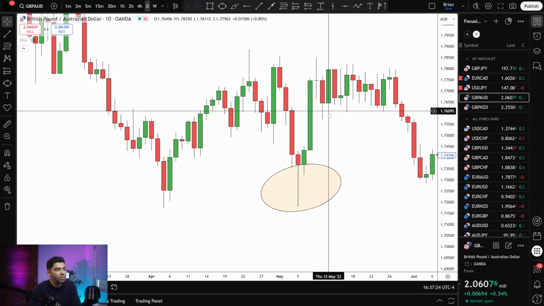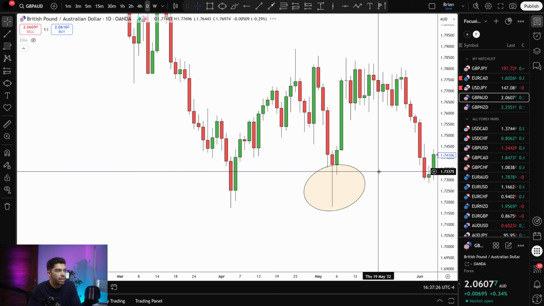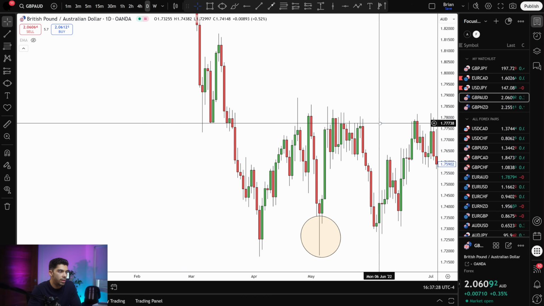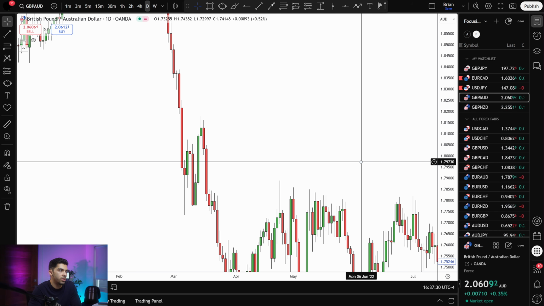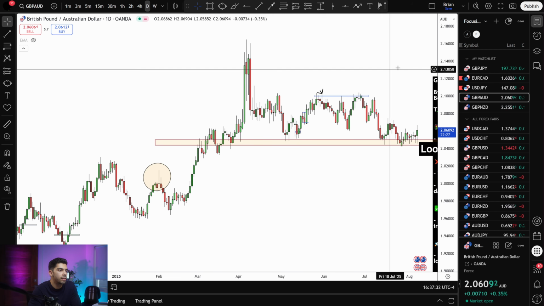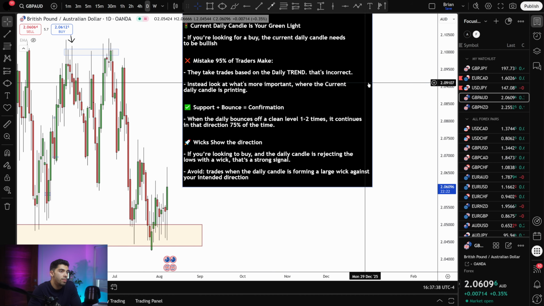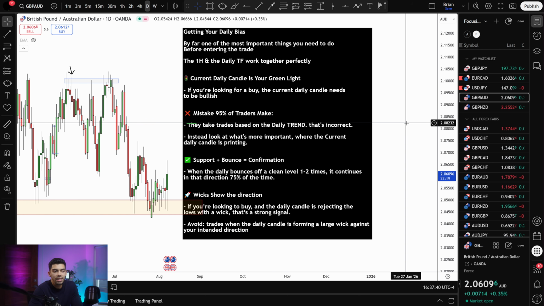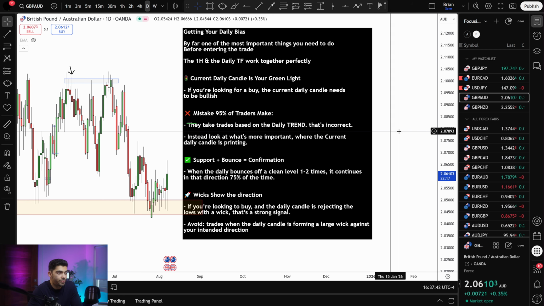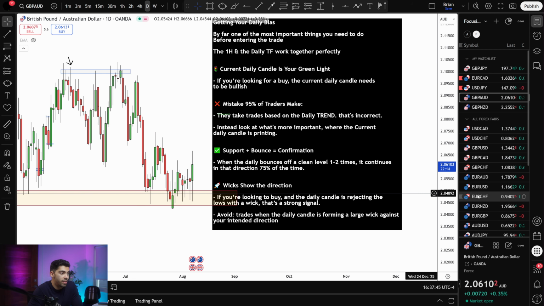This is probably one of the most underrated things that you can find in trading to tell you where the market's going to go. I truly think that looking at wicks is probably one of the most underrated things that literally no one talks about. I don't know why, but I'm telling you, I made a lot of money from these wicks.